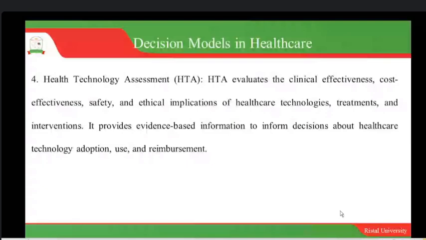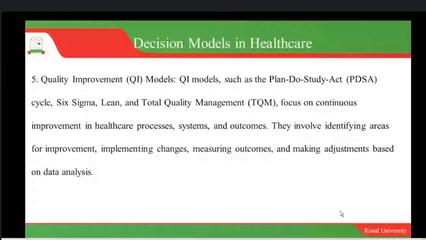We are now on the fifth model, what we call the quality improvement, QI, models. There are quite a number of them. We have a model under quality improvement that we call PDSA, or Plan, Do, Study, and Act. So, for example, under planning, what are we doing there? Remember, the key model is quality improvement. So we want to improve the quality of offering or undertaking a particular treatment.